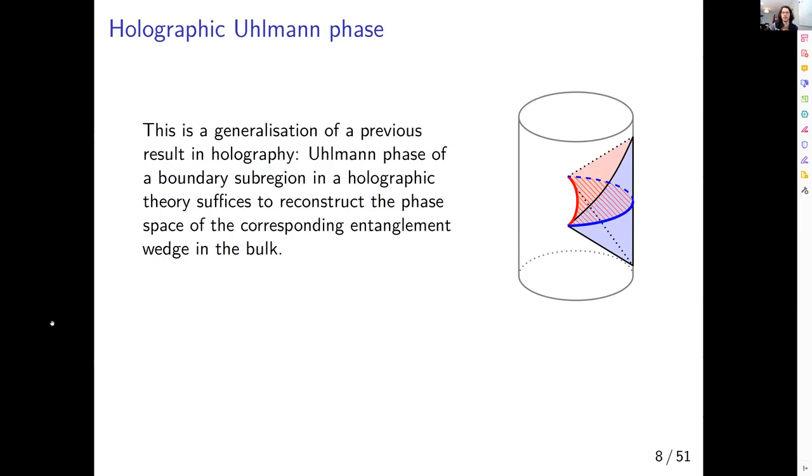This actually comes from a generalization of a previous result of mine in holography. It turns out that by making measurements of the Uhlmann phase of the state in a boundary subregion in a holographic theory, you can reconstruct the classical phase space of the fields in its corresponding entanglement wedge. In this picture, the blue line is the boundary subregion. The red line is the Ryu-Takayanagi surface of that subregion, the extremal area surface homologous to the boundary subregion. Then there's a bulk partial Cauchy surface interpolating between them, and the entanglement wedge is the domain of dependence of that partial Cauchy surface, the whole highlighted region. So by measuring the Uhlmann phase, you get the phase space of this entanglement wedge.